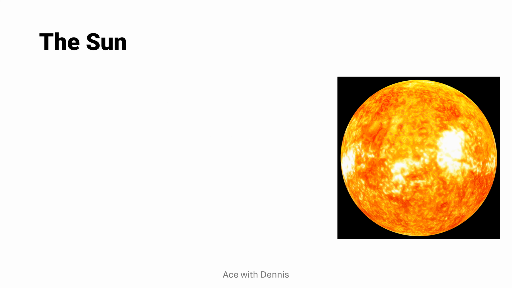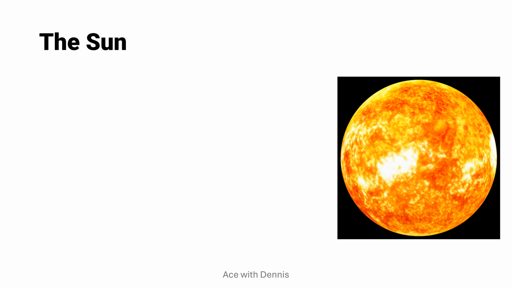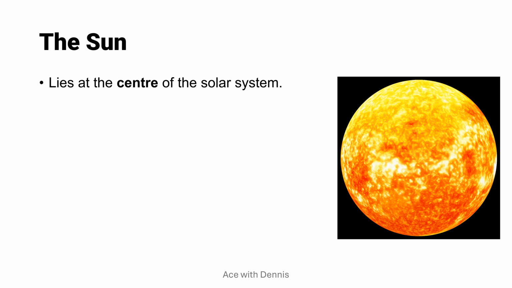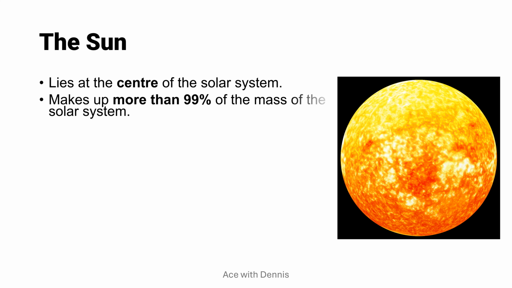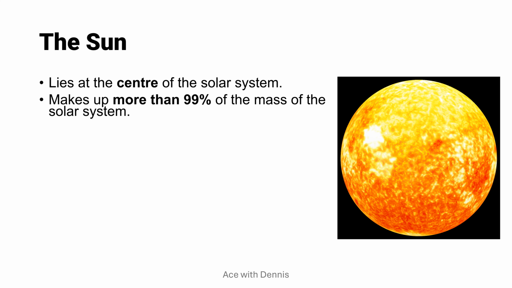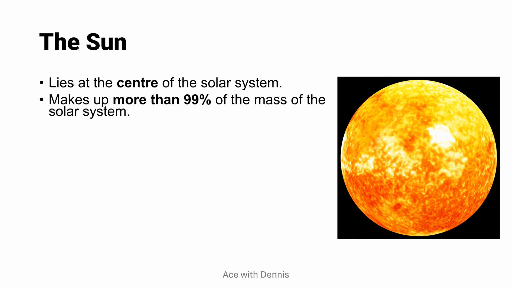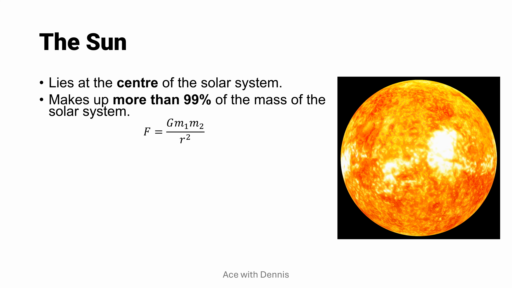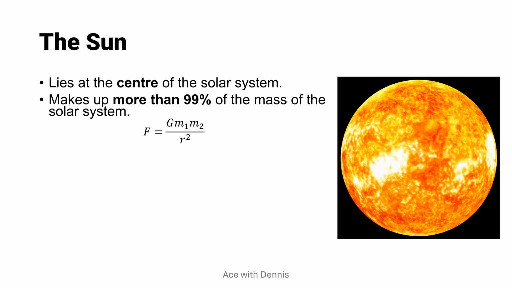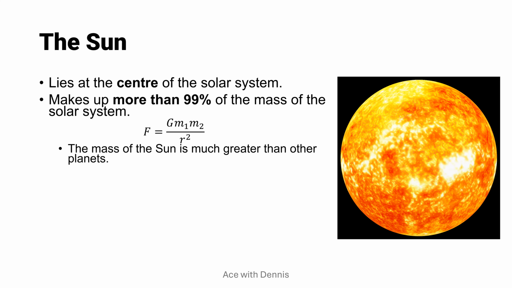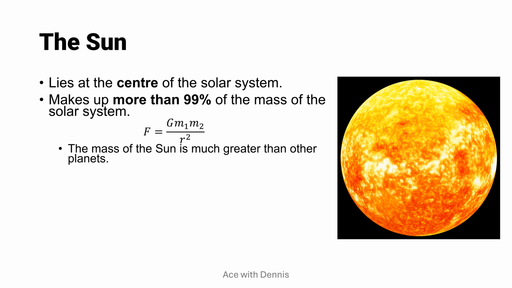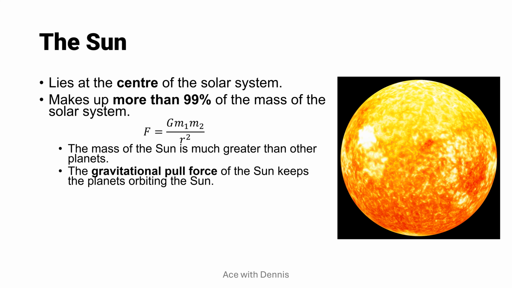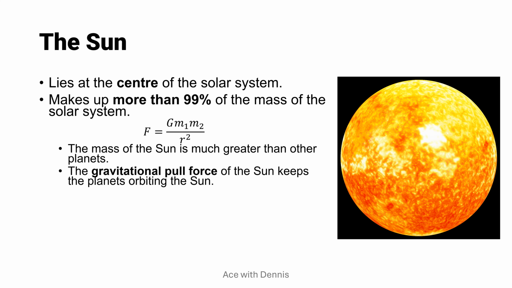Let's start the lesson by learning the closest star to us, which is the Sun. As we know, the Sun lies at the center of the solar system. It makes up more than 99% of the mass of the solar system. From the formula for the force of attraction between two masses, F equals G m1 m2 over r squared, the mass of the Sun is much greater than other planets. Hence, the gravitational pull force of the Sun keeps the planets orbiting the Sun.